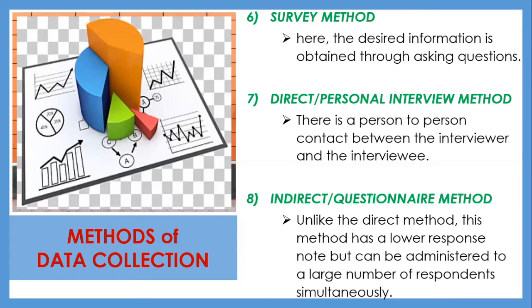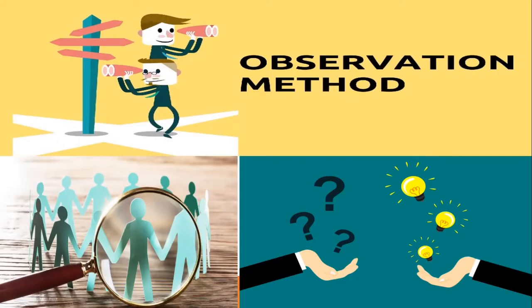And moreover, this has a higher response rate but can only be administered to respondents one at a time. And finally, we have the indirect or questionnaire method. In the indirect or questionnaire method, it is considered the easiest method of data collection through the use of a questionnaire or a data gathering tool. Now, unlike the direct method, this method has a lower response rate but can be administered to a large number of respondents simultaneously. Now, in order for us to better understand the observation method, let us discuss it in detail.